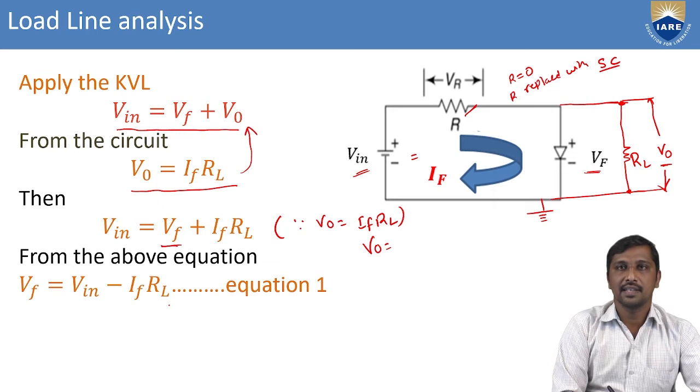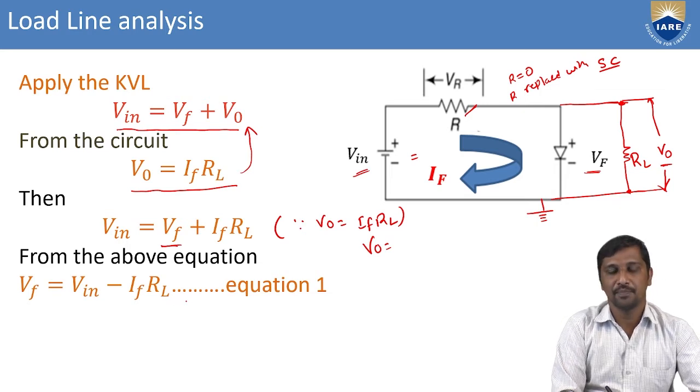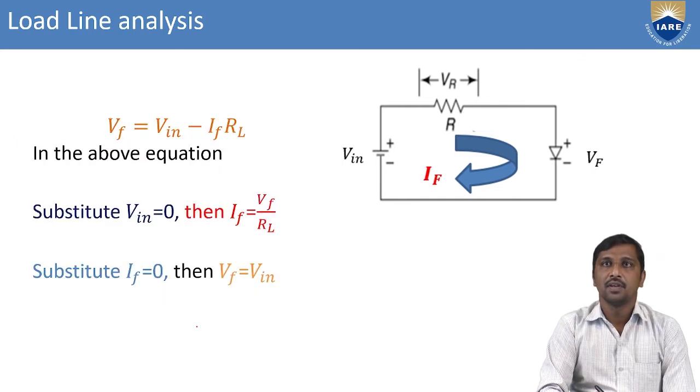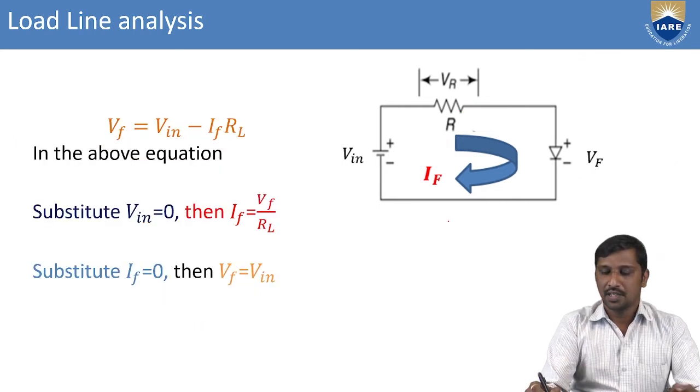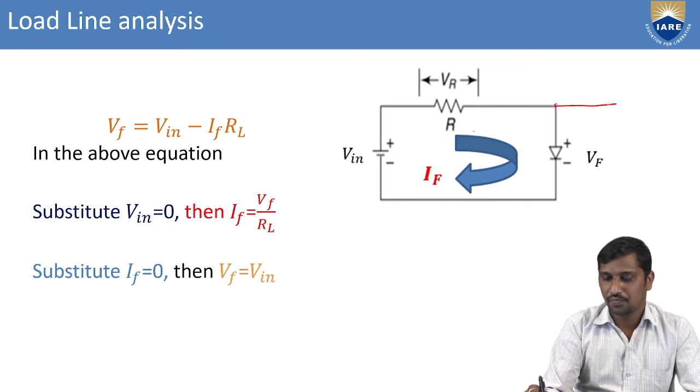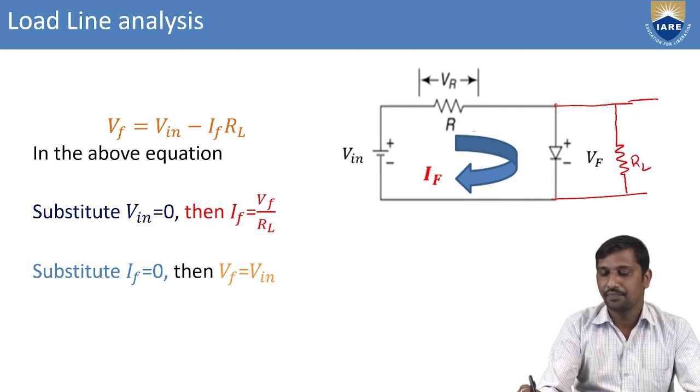By using this expression, we are going to identify two points, and by using those two points, we are going to draw a load line. That load line is called the DC load line. So by using this circuit, again I need to draw the load resistance here, represented as RL, and this is V naught.